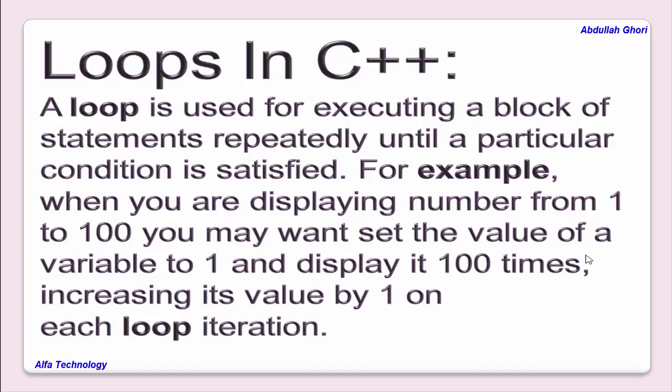So let's say we have to create a program in which we want to display the numbers from 1 to 100, and we can achieve this by using a simple loop in C++. So we'll create a variable and initialize it with 1, and we'll set a condition that if the value of the variable is less than or equal to 100, the condition will be true, and we'll increase the value of the variable by 1 in each iteration.